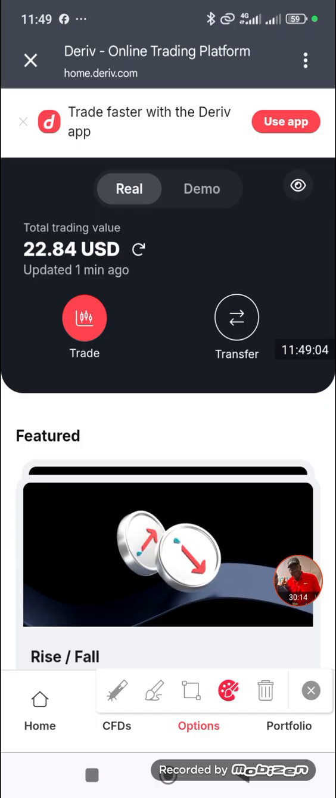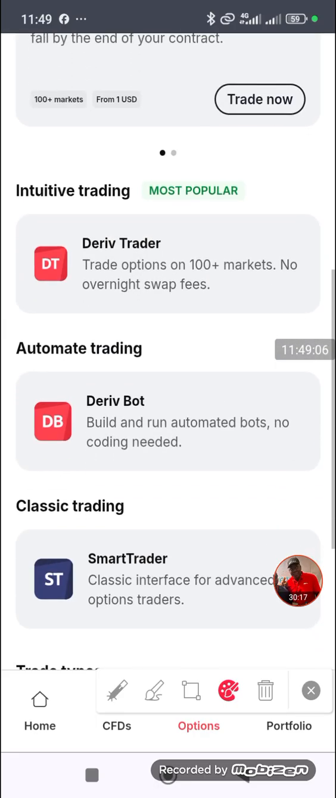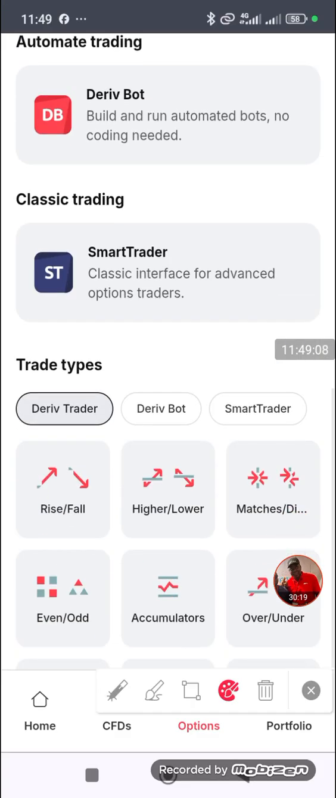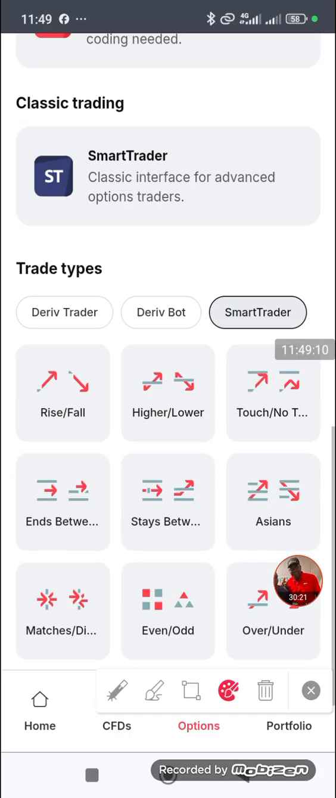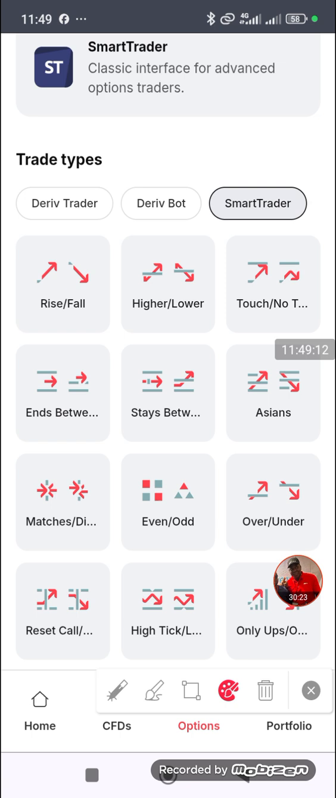So you can see I've done trades on Smart Trader. I use Smart Trader, and I traded Touch, and I traded Differ. You don't need to do all the trades. I have done that. It is good, more than enough.